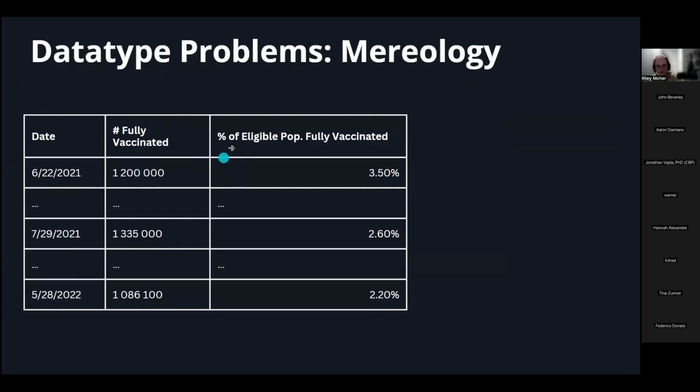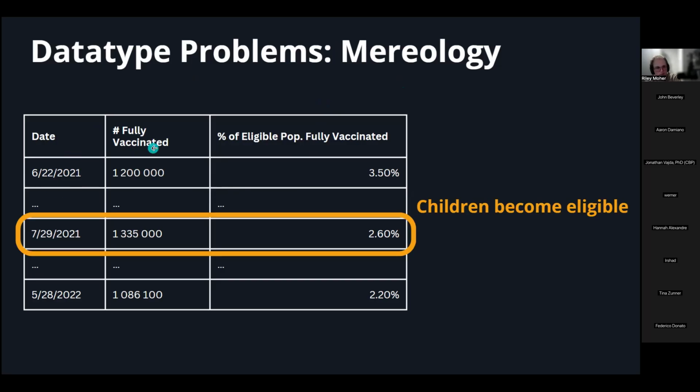And then we have the percentage of the eligible population that's fully vaccinated. And to illustrate the problem of part-whole relationships, or the mereology that is underlying this, and the complications it can cause, we'll take a look at what's going on here. So here we can see that the number of fully vaccinated has gone up, but unintuitively, the percentage of the eligible population goes down.